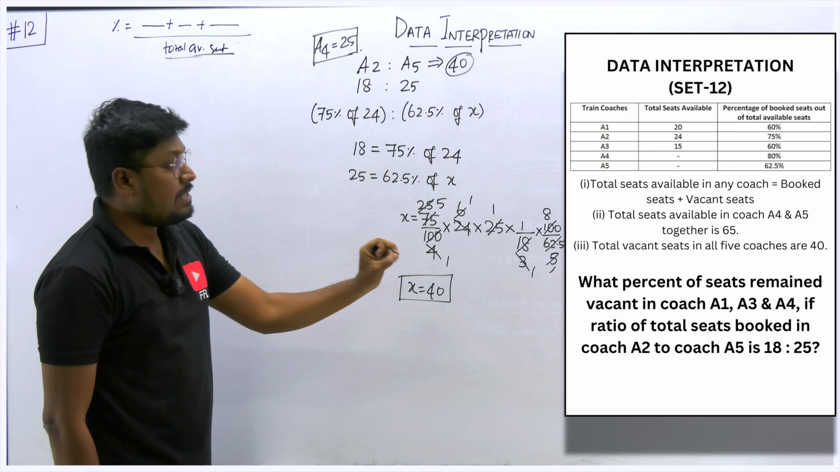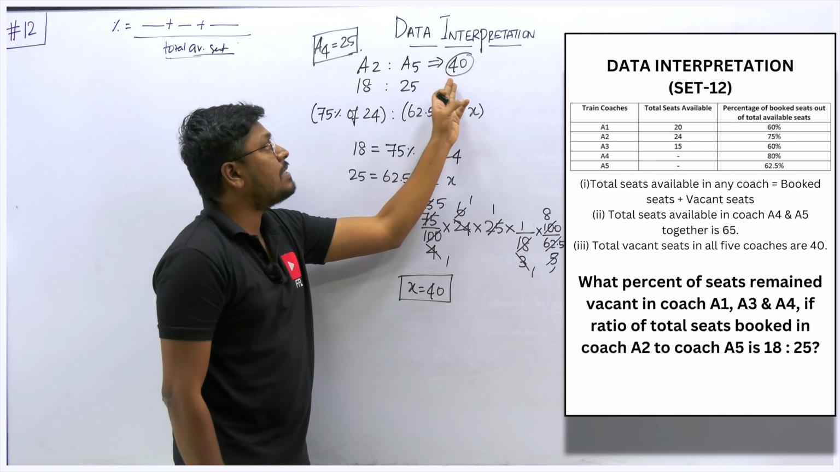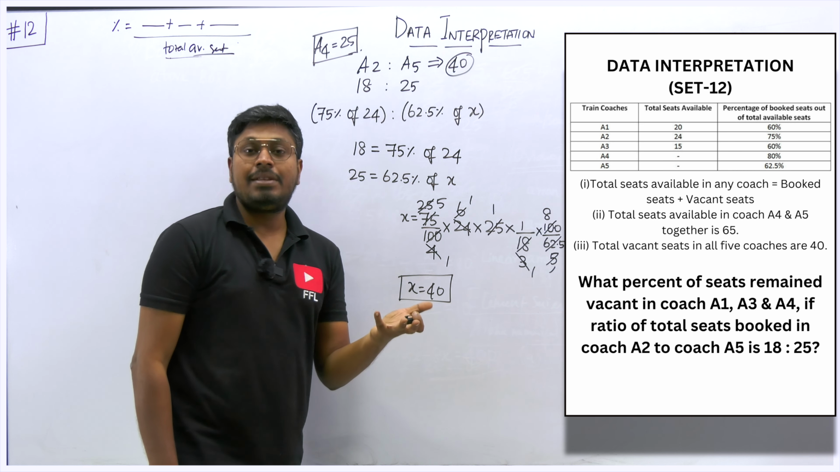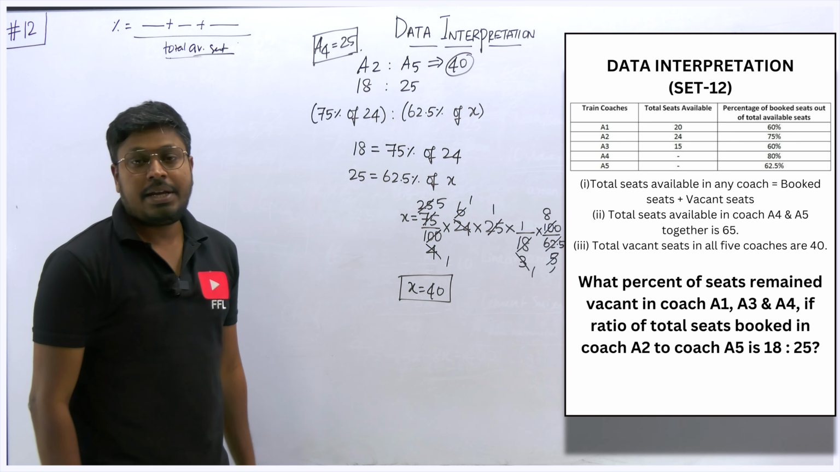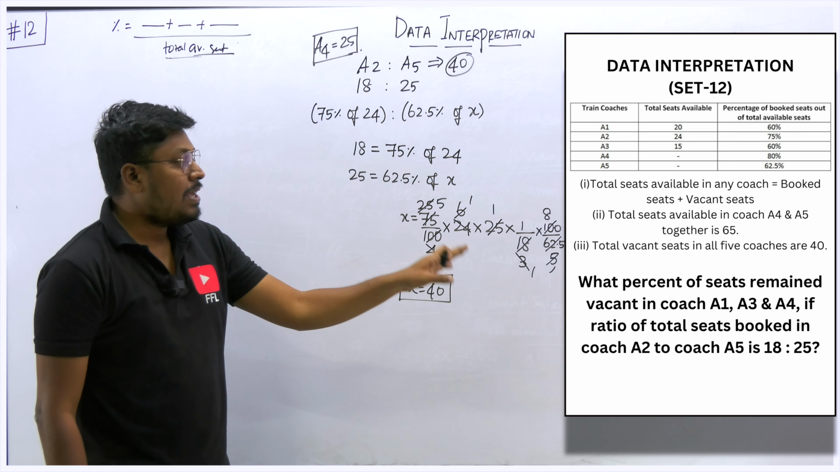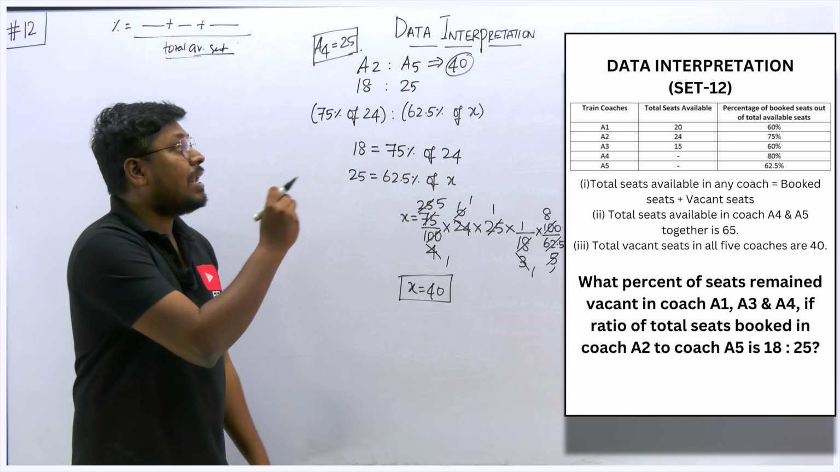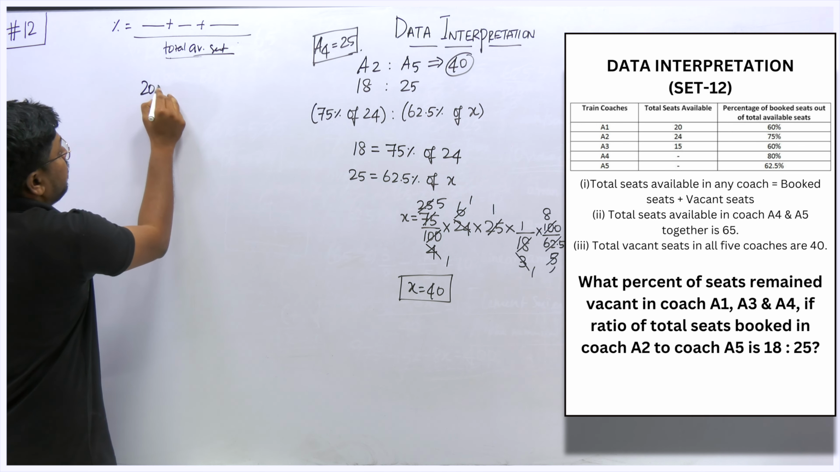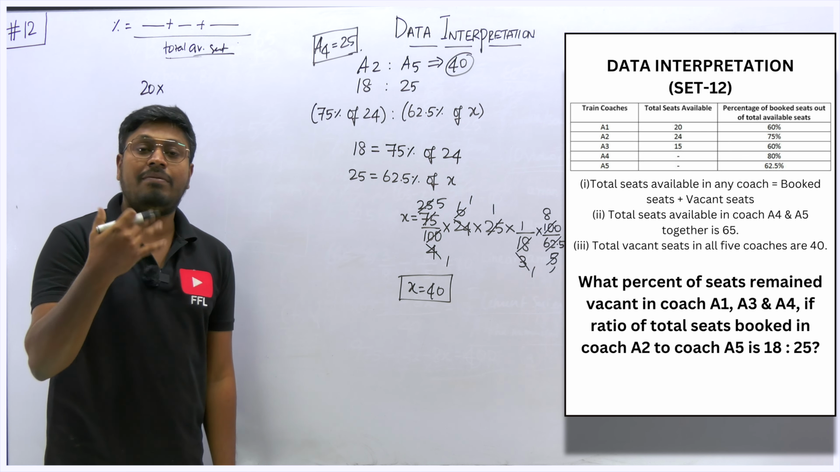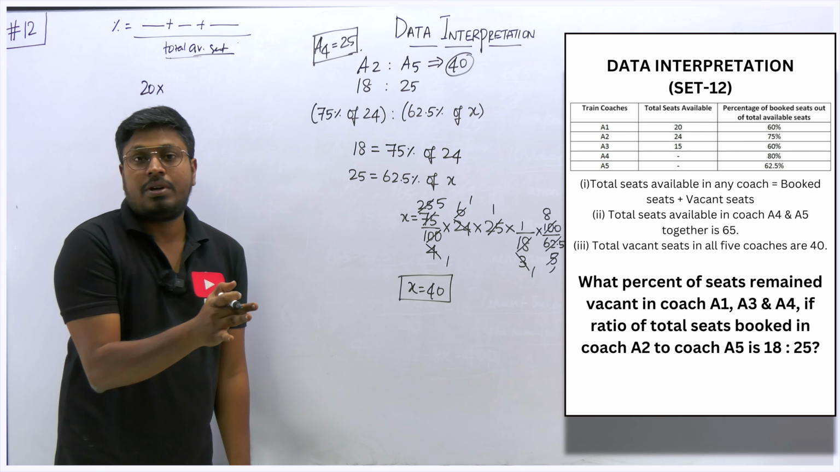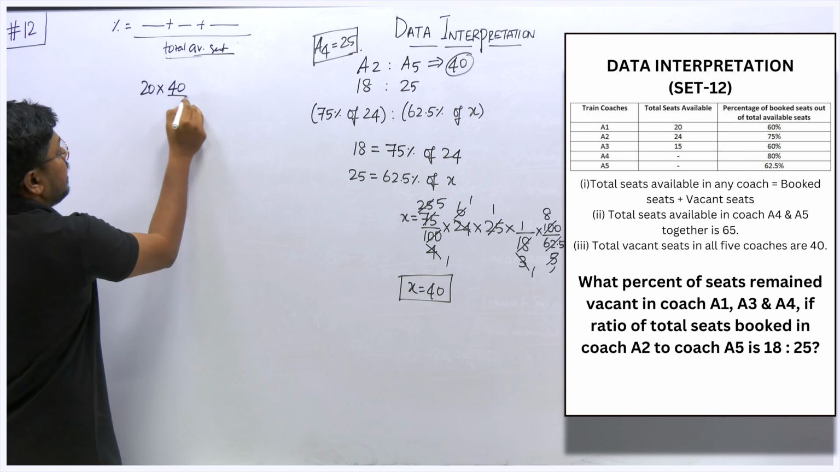So by using the ratio value in the first data of the given question, we found the total seats available on A5 is 40. By using that value, we found the total available seats of A4 is 25. So now our target is to find the percentage. First A1. The total available seats of A1 is 20. Out of 20, 60% of seats are booked, but our target is to find the vacant ones. If 60% are booked, then the remaining 40% will be vacant. So out of 20, we need to find 40%.